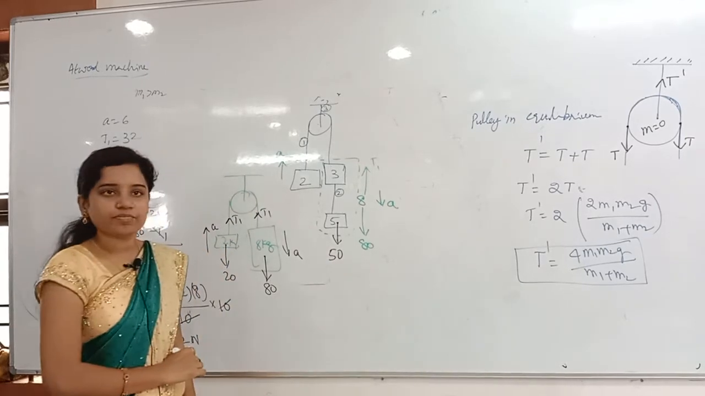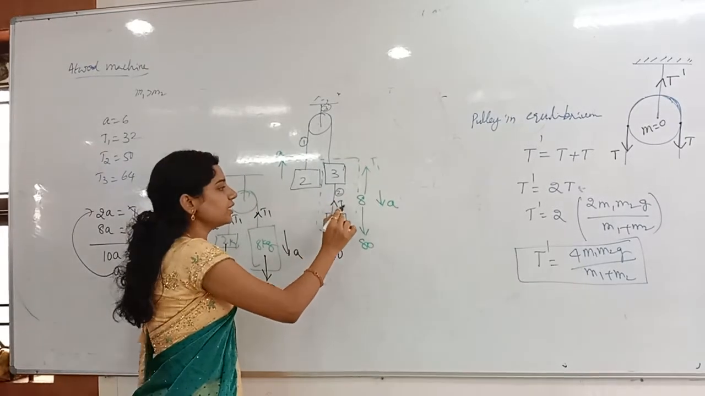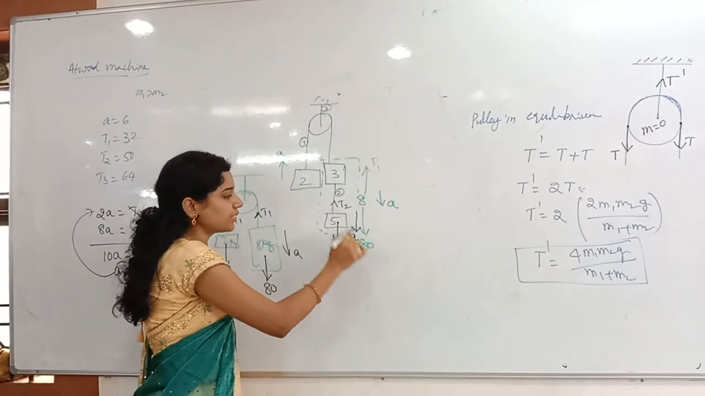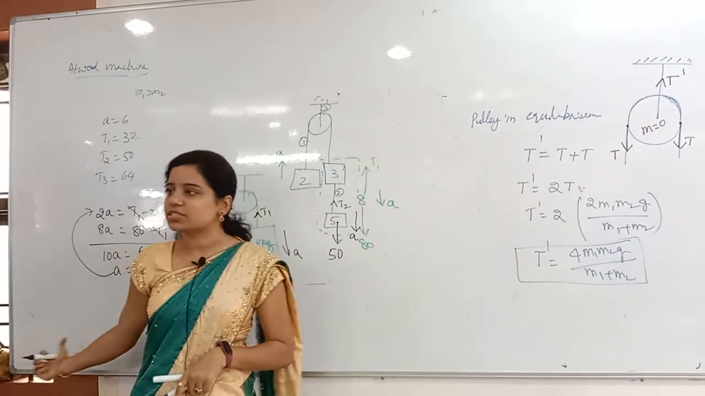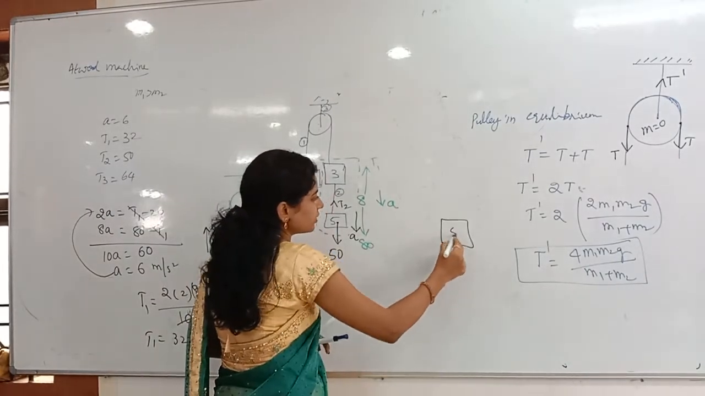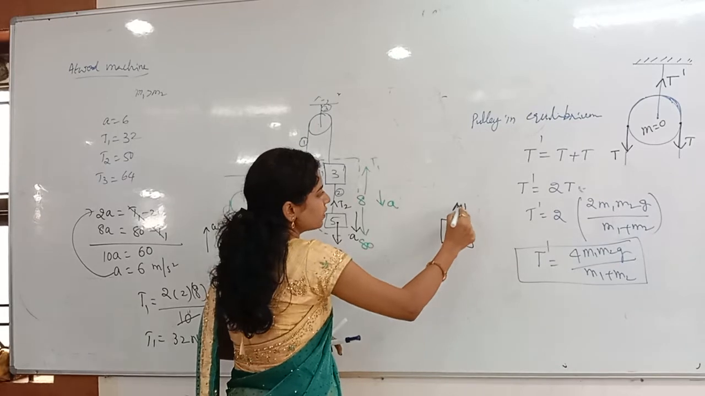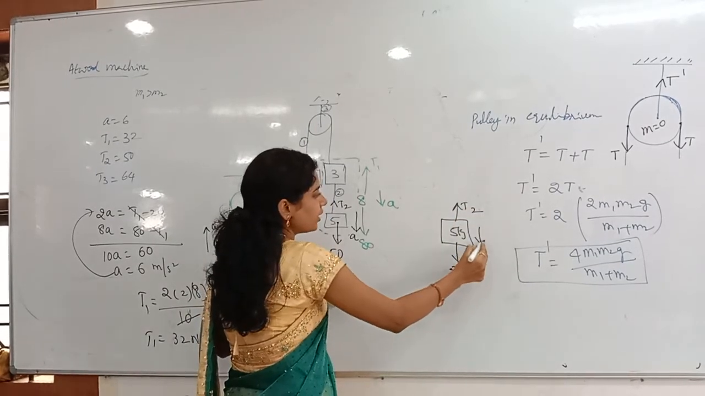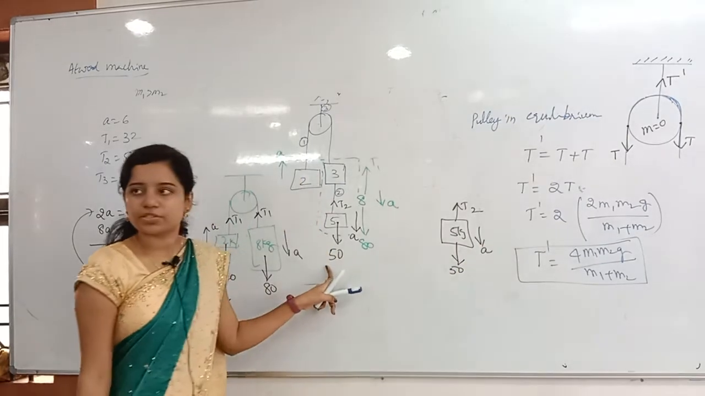50 is acting. And then here tension is how much here? T2 is the tension. And also it is moving under some acceleration. What is that acceleration here? We got 6 as the acceleration. So if I draw the free body diagram of 5 kg, upwards what is there? Tension T2. Downwards what is there? 50. And then there is an acceleration in downward direction.